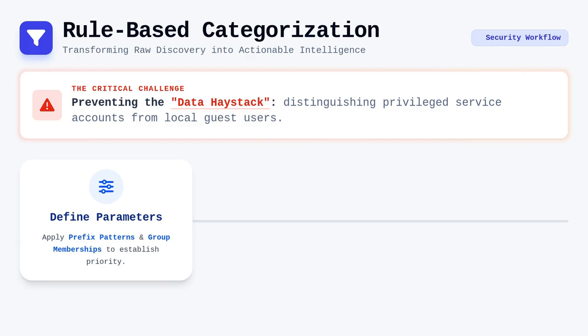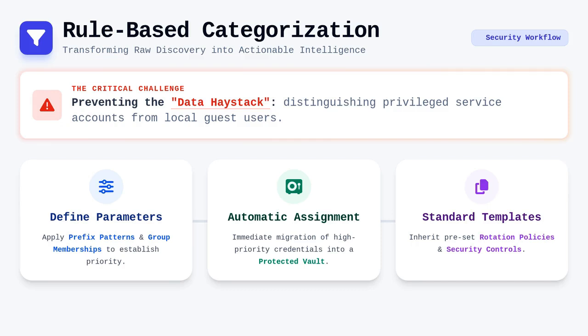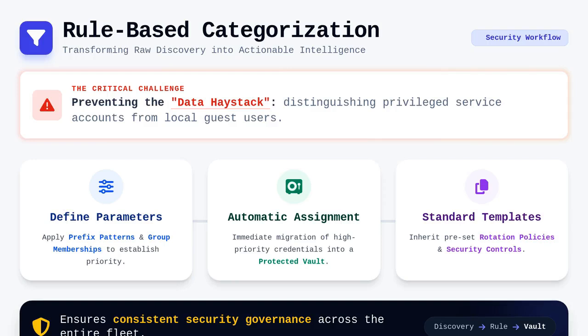These rules allow for automatic safe assignment, which is a critical piece of the workflow that ensures discovered credentials are moved immediately into a protected vault rather than remaining vulnerable on the target host. By utilizing standardized templates for these onboarding tasks, you ensure that as soon as a machine or account is found, it inherits the platform configurations, rotation policies, and security controls that you have already established for the rest of your fleet.